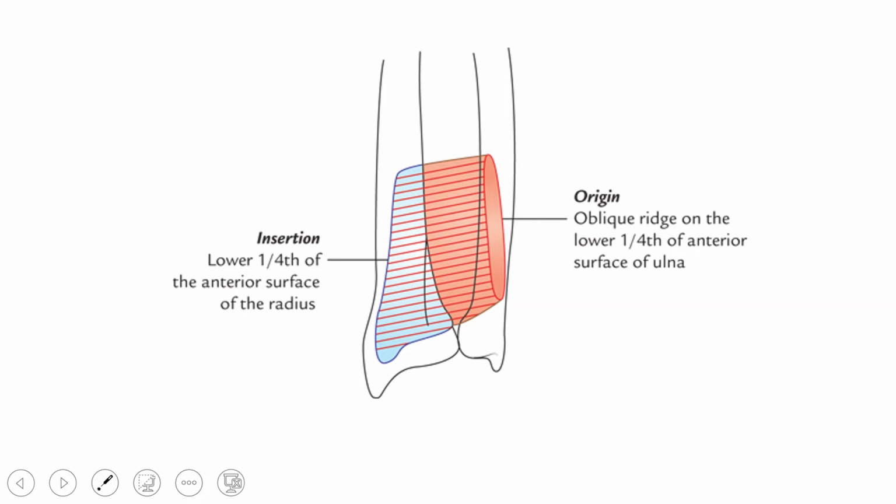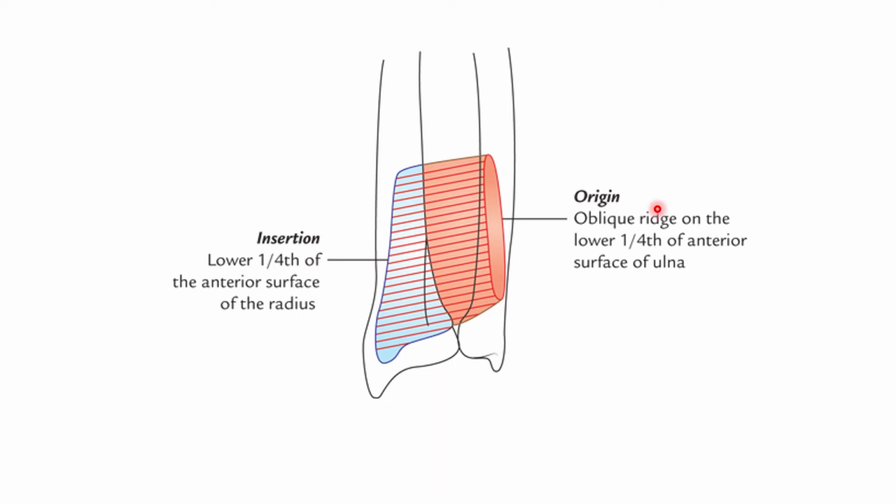Moving on to the deepest muscle in the anterior compartment, that is the pronator quadratus. Yes, this diagram shows the attachment of the muscle pronator quadratus, which is the deepest of all the muscles, occupying the lower 1/4 of the forearm just above the wrist joint. The origin of this muscle is from the ulna to the radius.